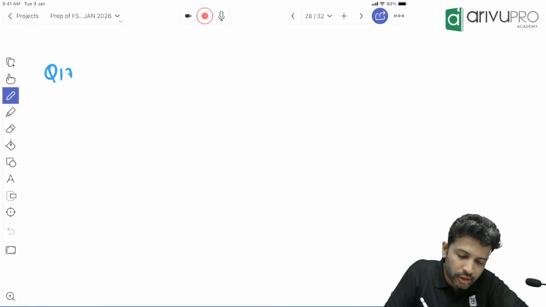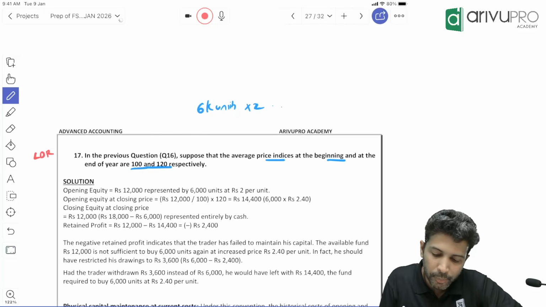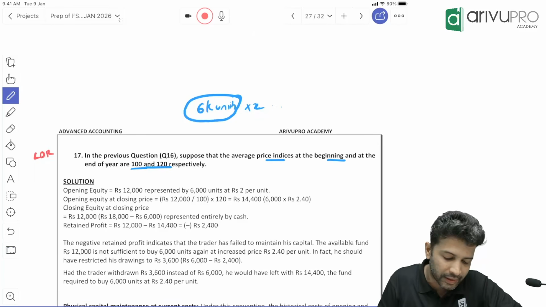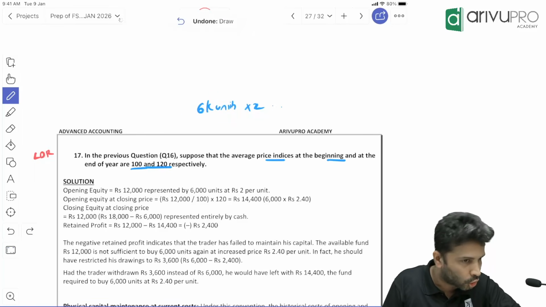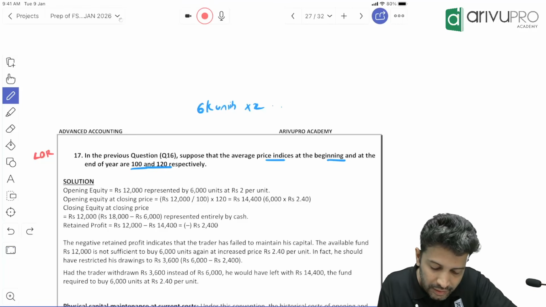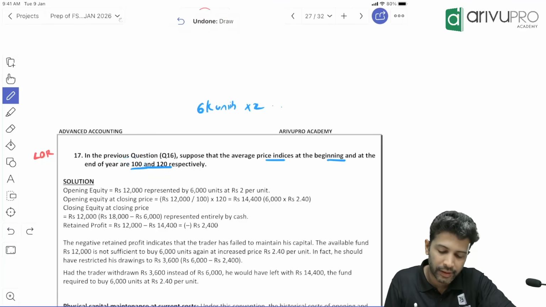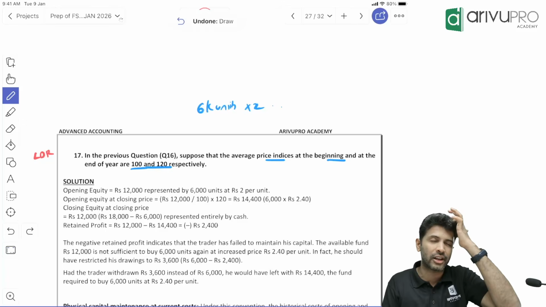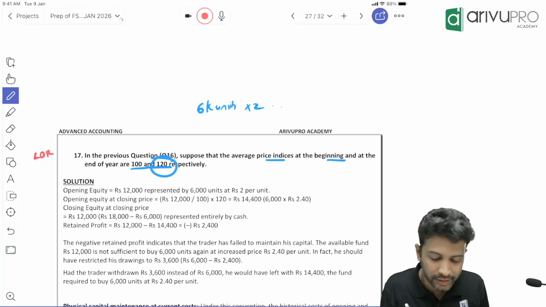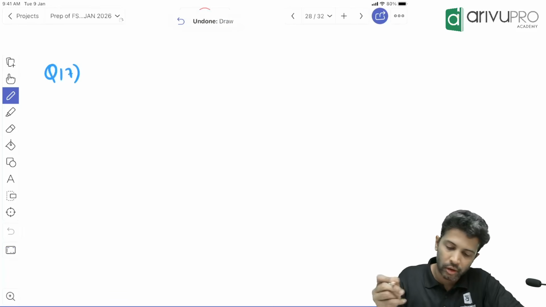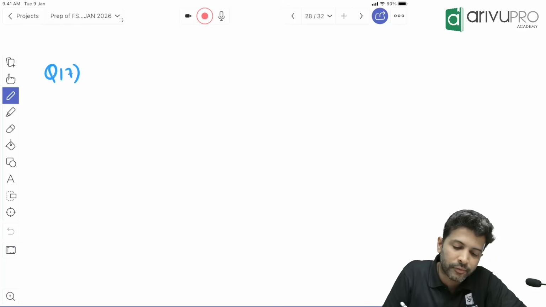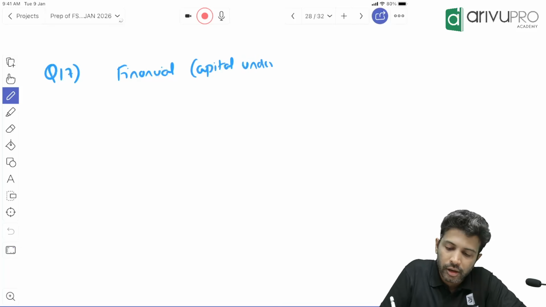Question number 17. I'll do it over here. Once again, I'll read the data. How many units did you buy in the year beginning? 6,000 units. At what price? 2 rupees per unit. At the year beginning, the index was how much? 100. At the end of the year, the consumer price index, or the price of the product index, has become 120. Okay, first we will start. Here, this is what? Financial capital under current cost basis.